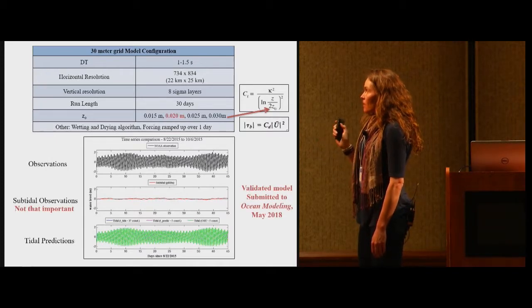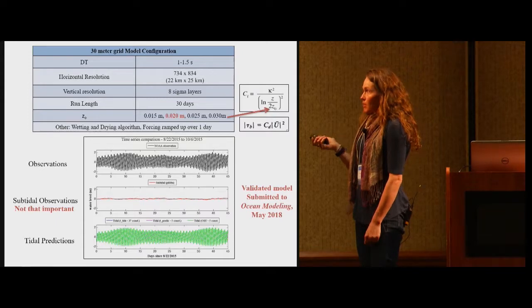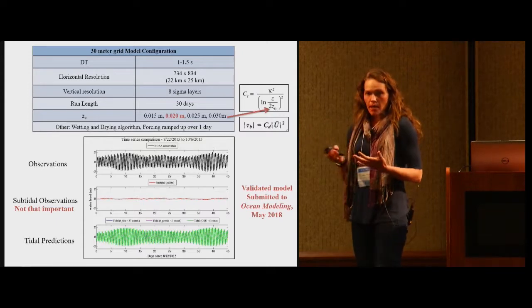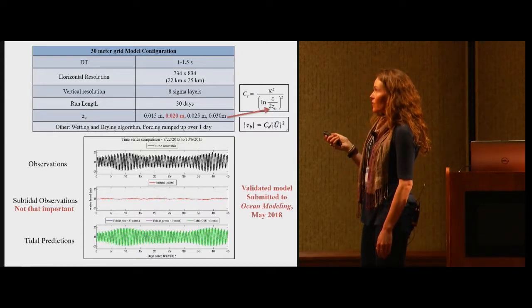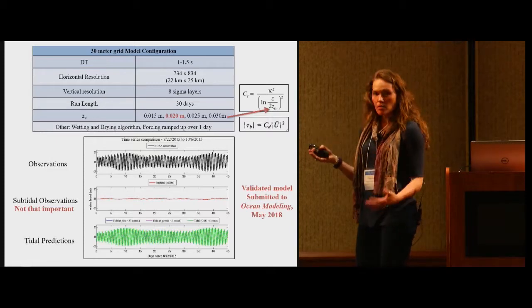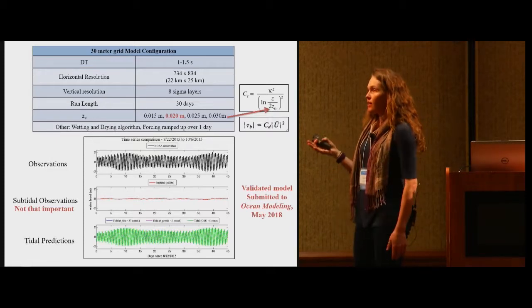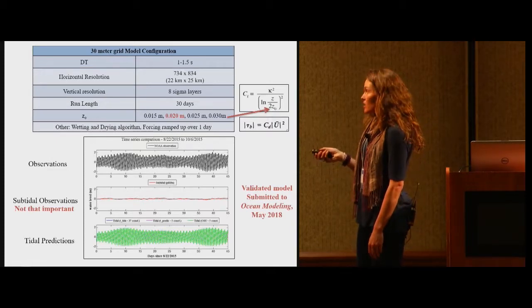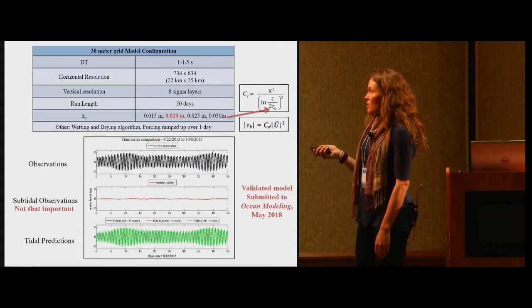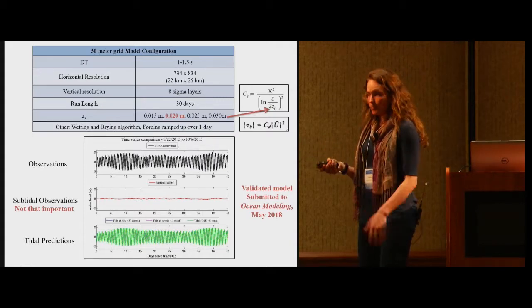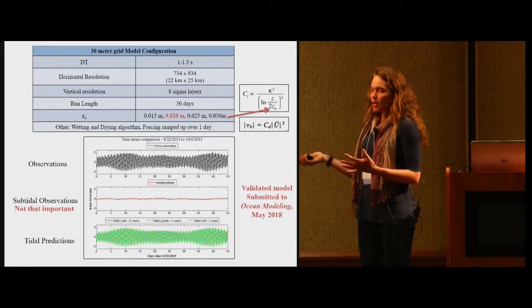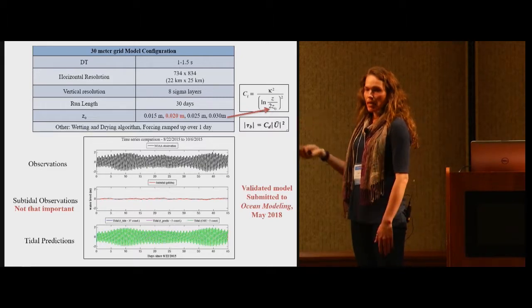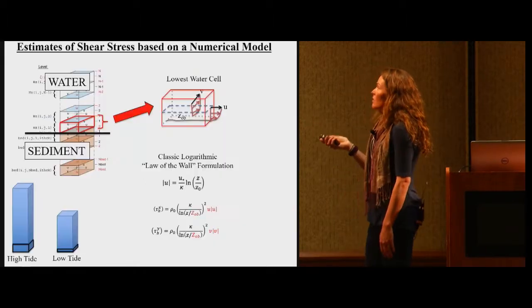So just a couple weeks ago, I submitted a paper that was using data from Blue Waters, and we found that 0.02 was sort of the best bottom roughness, although this model isn't that sensitive to these bottom characteristics. And we found that subtidal observations were not that important, which for the next step, if we're going to look at shear stress, we really want to have a validated model. So that was our first step.